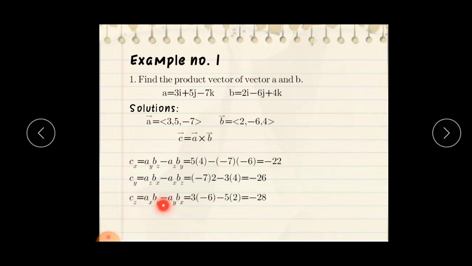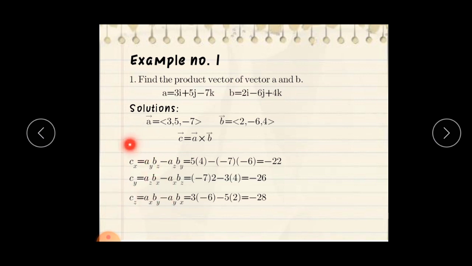And our C sub z is equal to A sub x times B sub y minus A sub y times B sub x. The value of A sub x is 3, and the value of B sub y is negative 6, minus the value of A sub y, 5, times the value of B sub x, 2. So 3 times negative 6 minus 5 times 2 is equal to negative 28.